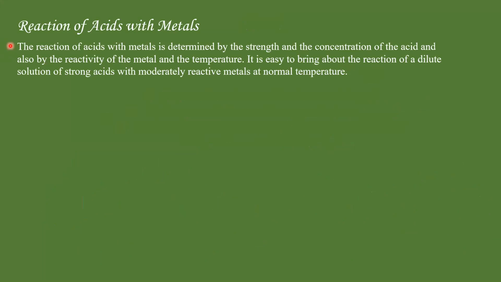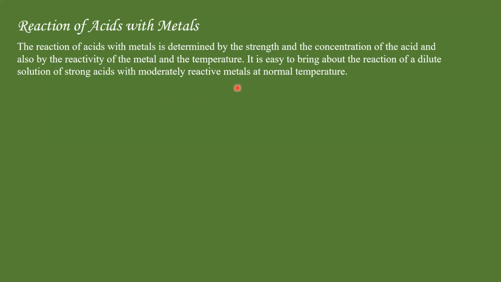Reaction of acids with metals. The reaction of acids with metals is determined by the strength and the concentration of the acid, and also by the reactivity of the metal and the temperature. It is easy to bring about the reaction of a dilute solution of strong acid with moderately reactive metals at normal temperature. Thank you so much, Gauri.